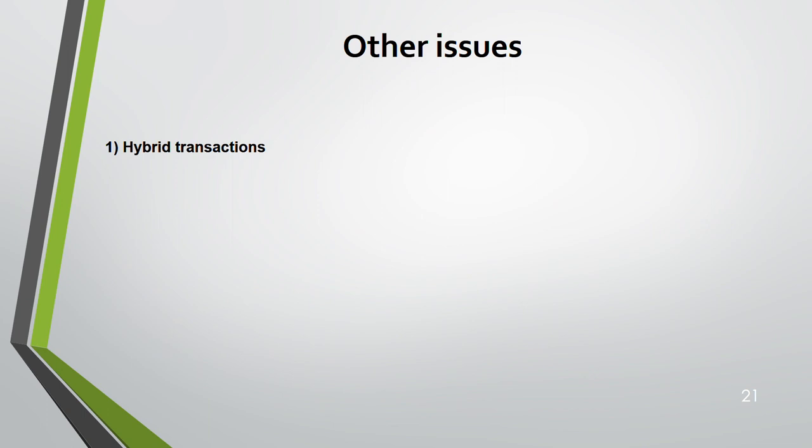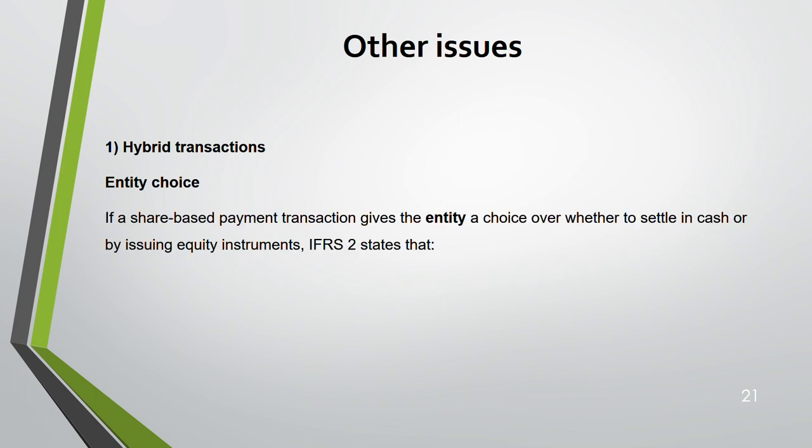First issue is a hybrid transaction. Hybrid transaction means where you have both equity and cash. You can either settle in cash or you can settle in equity. When you have that option, that is known as hybrid transaction. But the important question here is, when you have that option, who gets to choose? Is it the entity or the counterparty? If entity has the choice, whether in cash or equity, then this is how you deal with it.